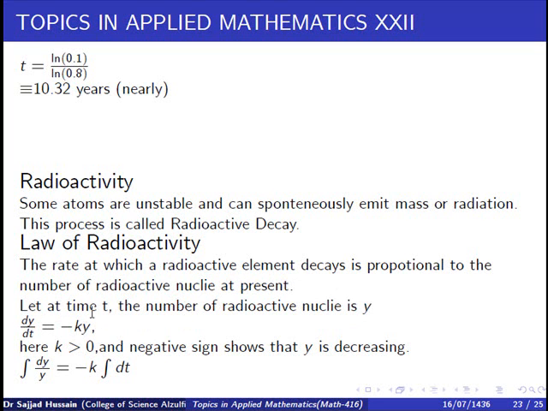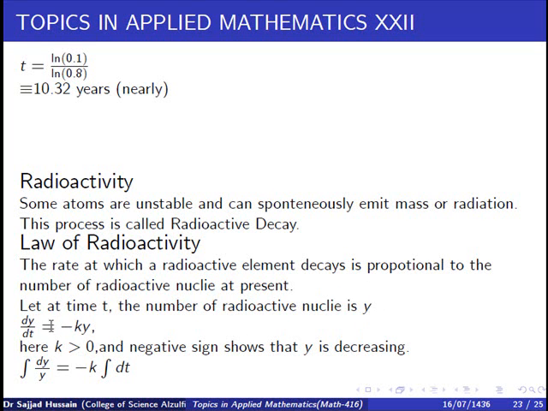So dy over dt is equal to minus ky. Dy over dt is proportional to y, and dy over dt is equal to minus ky. Here k is positive, and the negative sign shows that y is decreasing because the mass is emitting spontaneously. So the mass is decreasing. The original number is decreasing, so it is a negative sign.